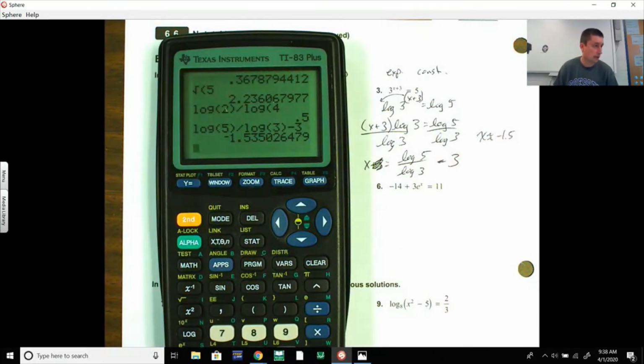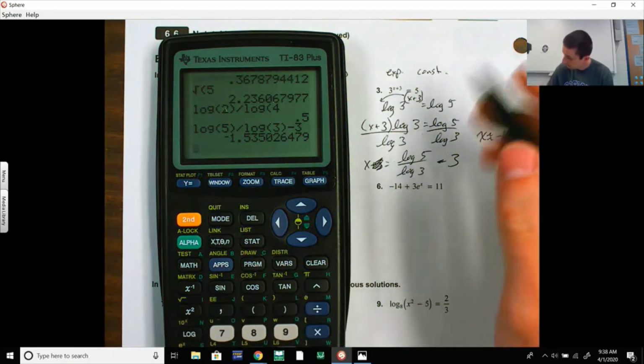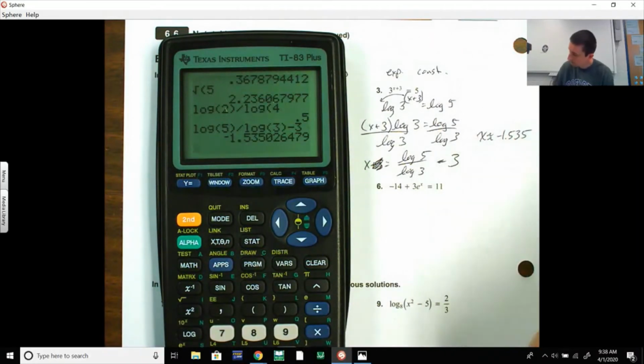Let me see, they say round to the thousandths on these sort of questions, round to the thousandths. So tenths, hundredths, thousandths, that would be 3 decimal places.